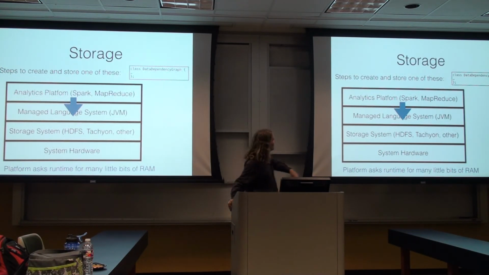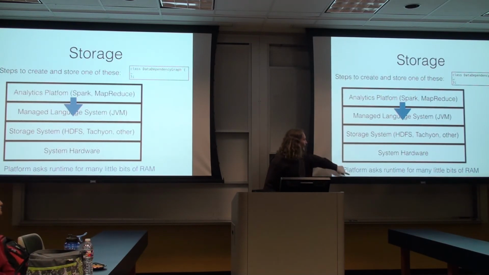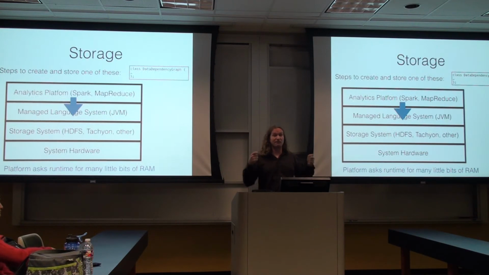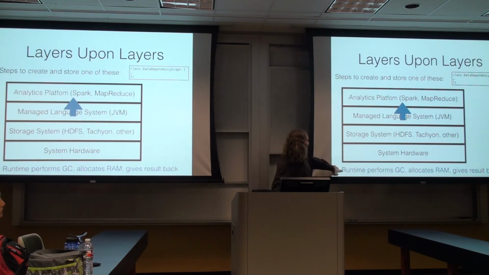So what I have to do is, first the platform is going to have to go to the language runtime, like the JVM, and ask for a bunch of little bits of RAM. I don't mean bits as in 0, 1. I mean pieces of RAM, because that data dependency graph has a lot of pieces in it that need to be objectified. So it's going to have to get all the RAM for all those little objects. Probably in response to this, the runtime's going to have to perform some garbage collection if it's not already done it. Allocate the RAM, then it's going to give the result back.